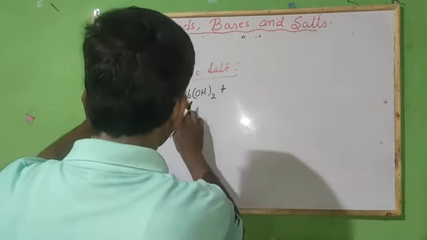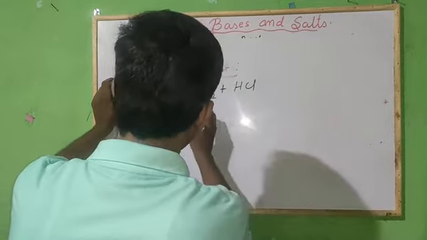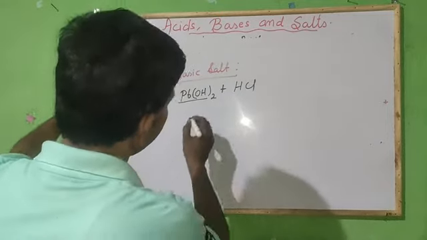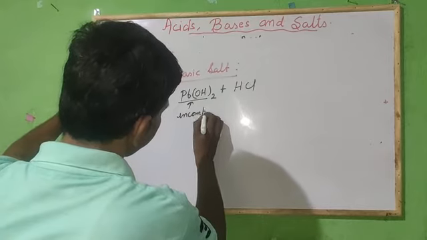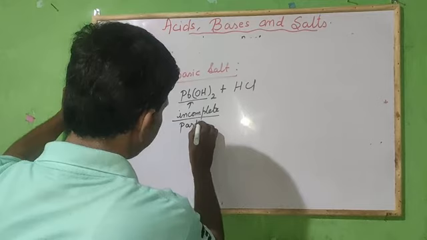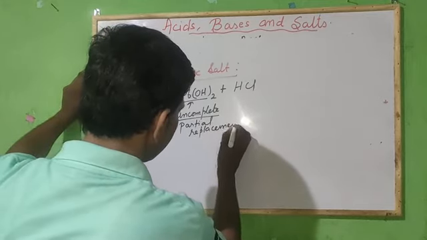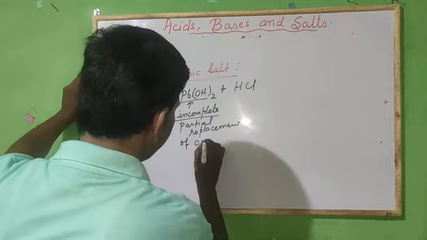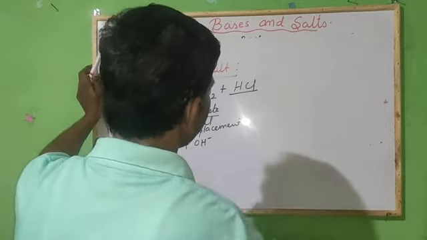You see, suppose I am writing Pb(OH)2, lead hydroxide, that is a base. When you react this base with an acid, suppose I am taking hydrochloric acid, clear? So in this case there is incomplete, or you can say partial, replacement of OH minus ion. Clear? And here this is your acid.